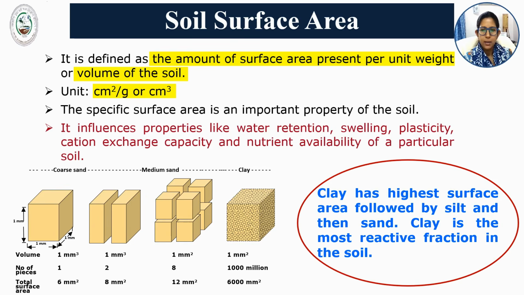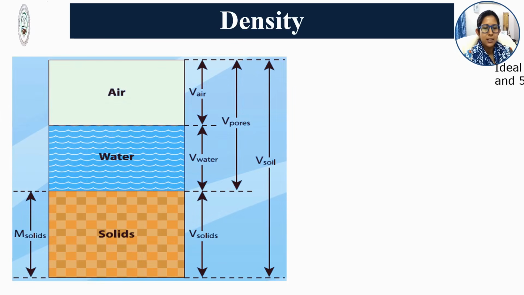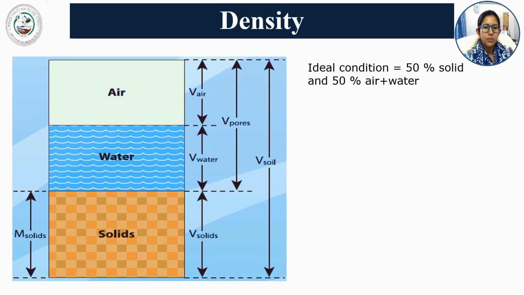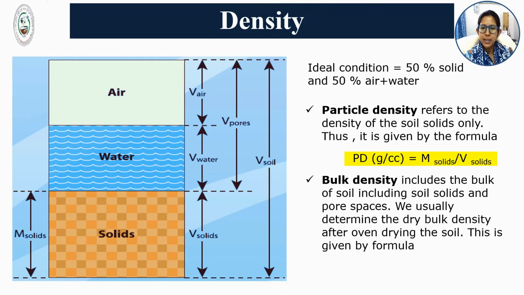The next important soil physical property is the density. Now, talking of density, generally we consider two types of density in the soil system, that is the bulk density and the particle density. Particle density refers to the density of the soil solids only, which is given by the formula of mass of soil solids divided by volume of soil solids, whereas bulk density includes the bulk of soil, including soil solids and the pore spaces.